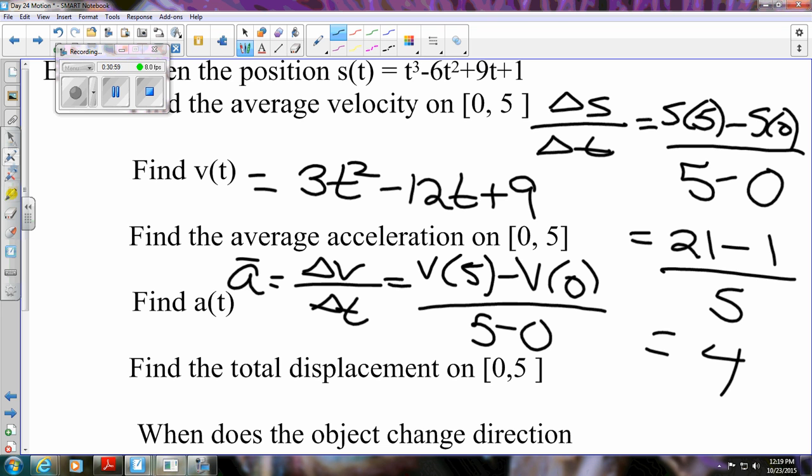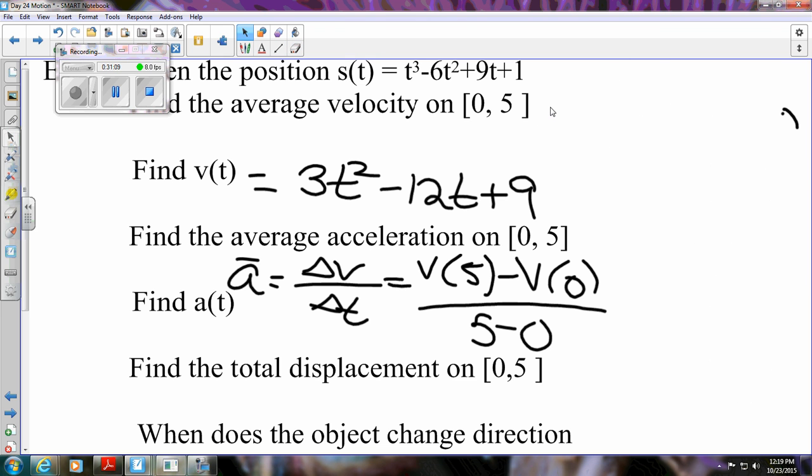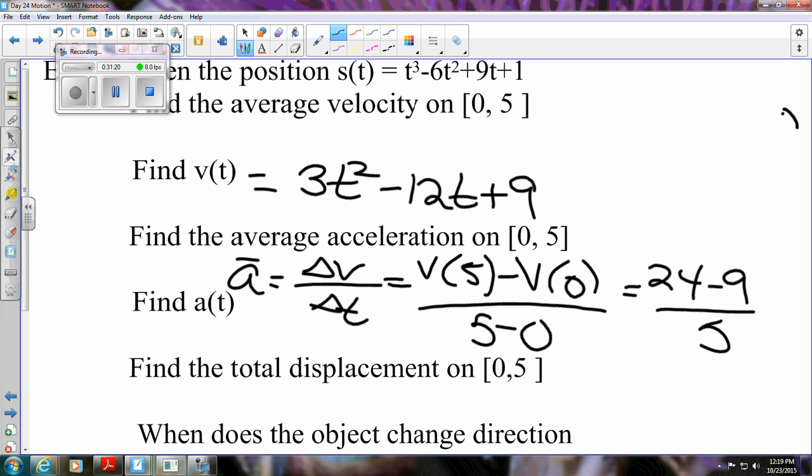I'll get rid of this. It's too much stuff. V of 5 minus V of 0, I think it's 24 minus 9, plugging into the velocity function, which you just got by differentiating the position function. And we get 3.